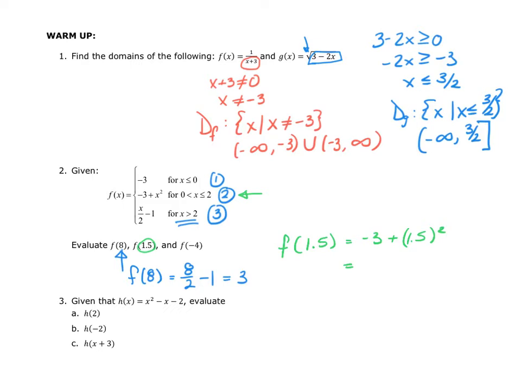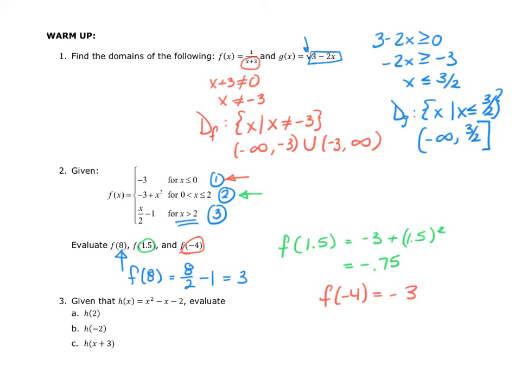And I'm going to make sure that I add to it or subtract off 3. And so my final answer is negative 0.75. Now for my last piece, this negative 4 is left of 0. So if I'm asked to evaluate f of negative 4, then this is just going to simply be negative 3.